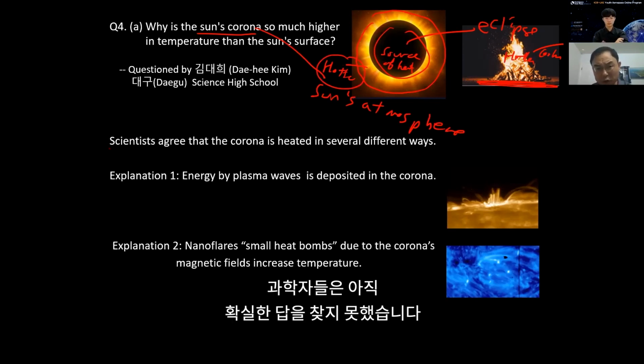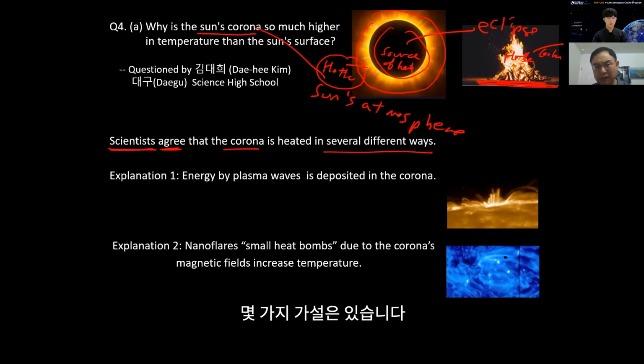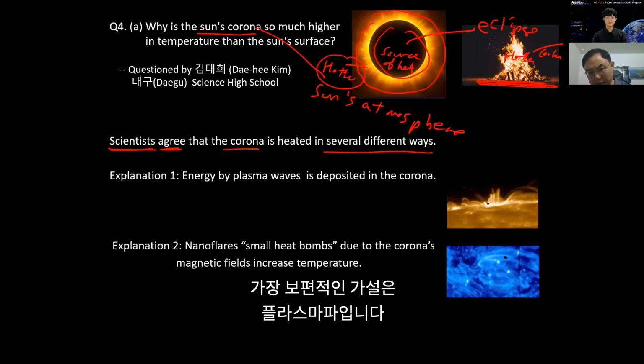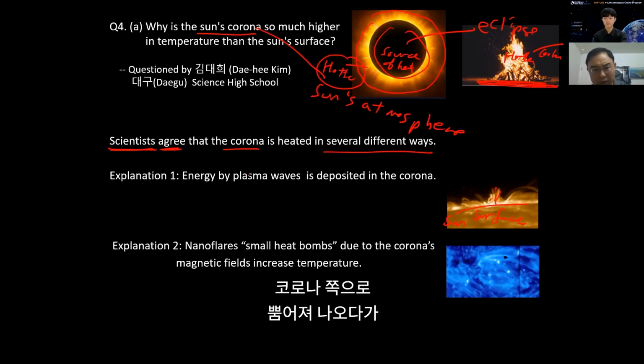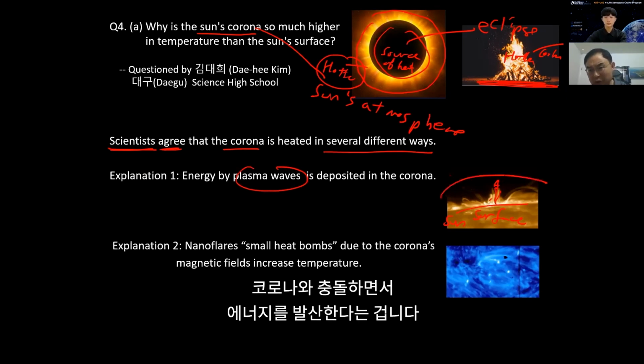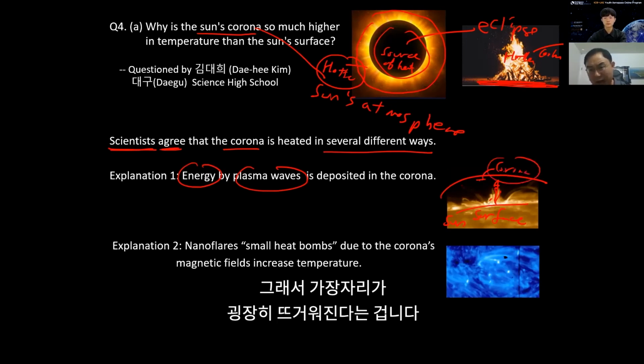I think so far scientists don't have any definite answer yet. In general, scientists agree that there might be many reasons why. One of the well accepted arguments is called the plasma wave. This is the sun's surface, the inner part, and the plasma wave is shot out to the corona, where it hits and smashes and releases energy. It's like depositing money in the bank. It deposits the energy inside the corona. I think this is one of the well accepted arguments. So that's why the outside becomes very hot.